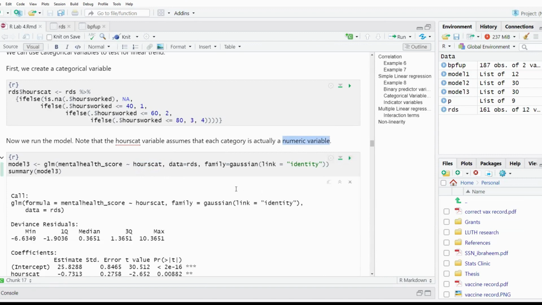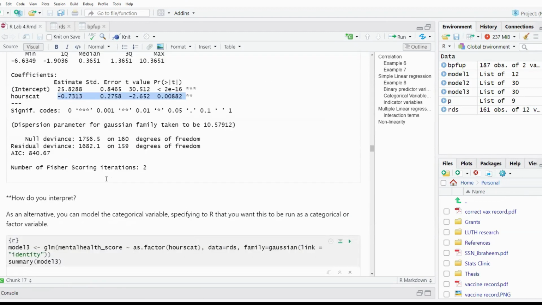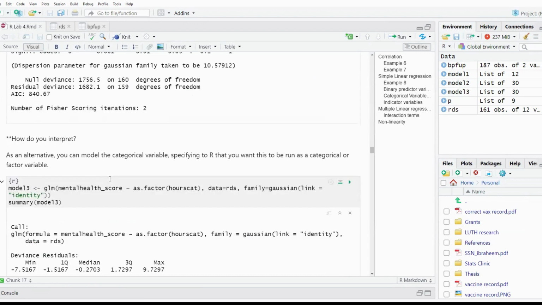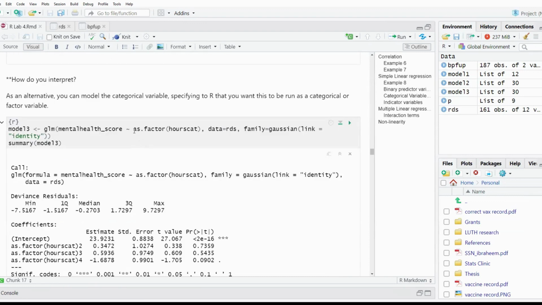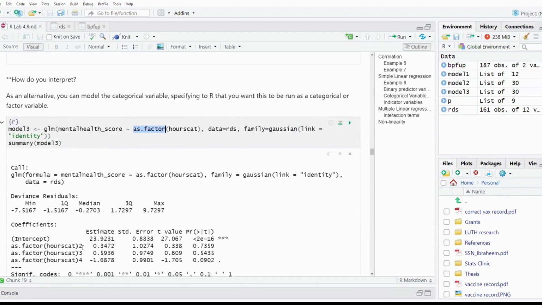So if you run it like that, it will interpret it as if it were a continuous variable with 4 levels, and you get this estimate, which is wrong. One correct way to do it is to tell R that I want you to run this variable as a factor. If you remember, we said a factor in R refers to a categorical variable. So now R will know that the variable you're looking at is a categorical variable, and if you run that, this is what you will get.